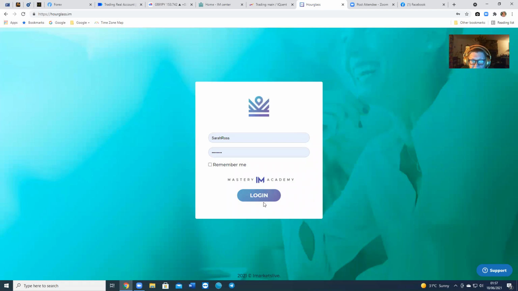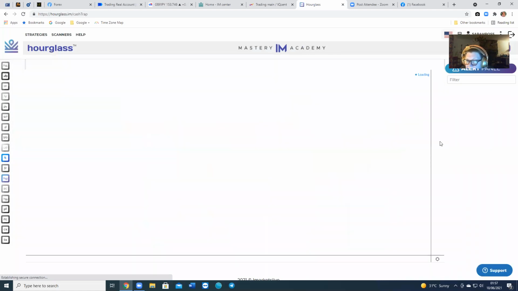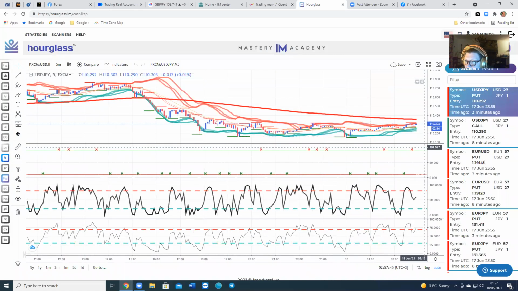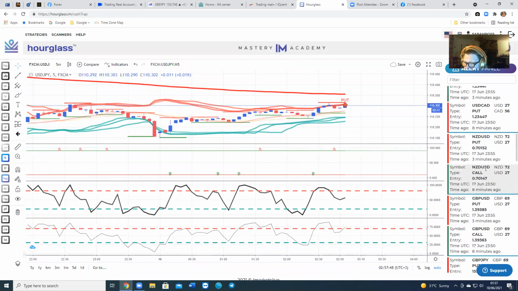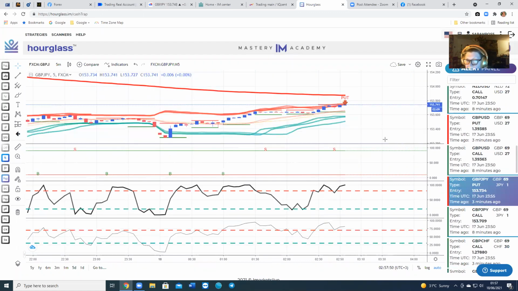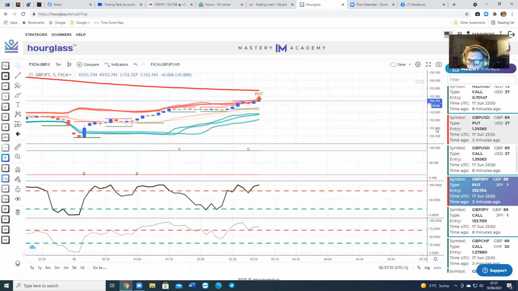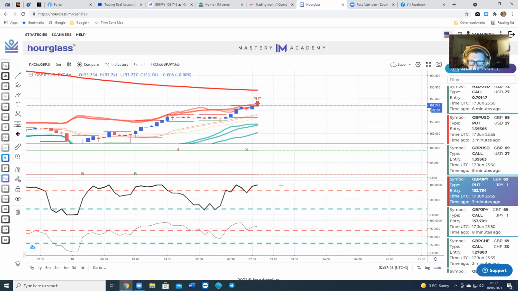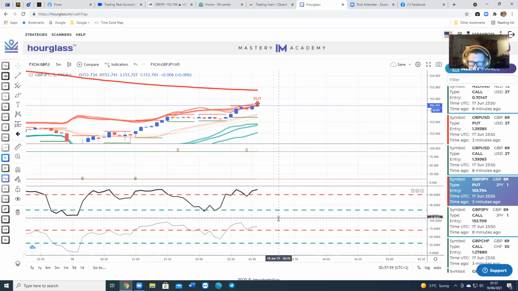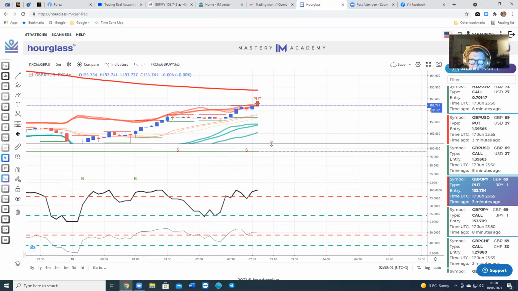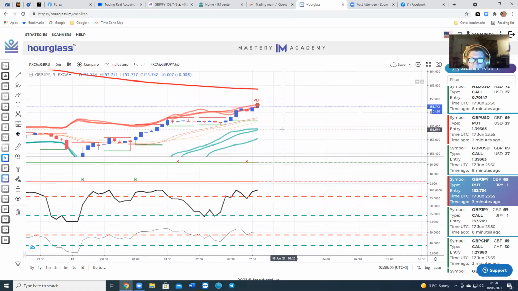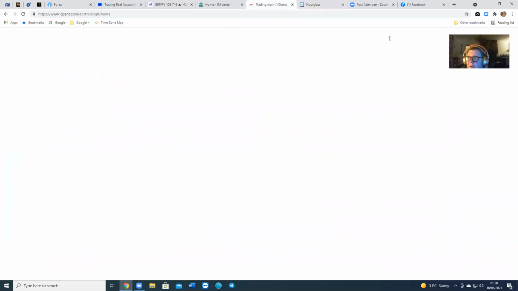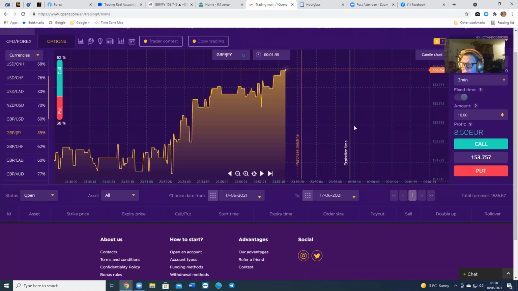I'm going to go to HourGlass, and it's paying out on IQs and more than PO pocket option. So let's go down to GJ, 69 to 1. So there's no way you'd be wanting to take that as a put because you're just trading against the trend and the currency is so much more in your favor for a call.